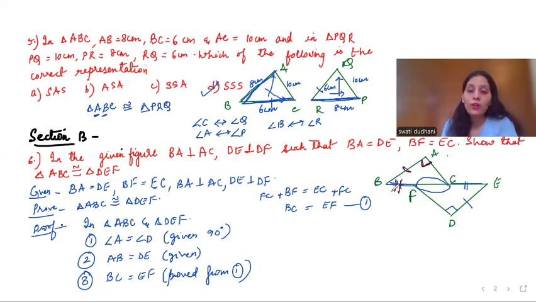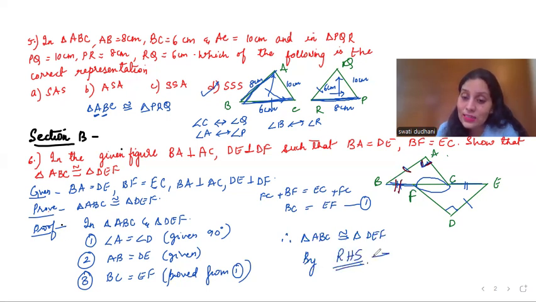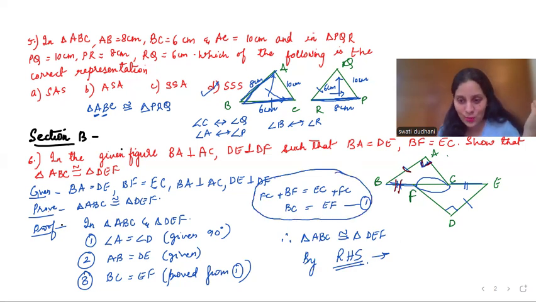So what criteria are we using here? Therefore triangle ABC is congruent to triangle DEF by, this is right angle, AB is a side and BC is the hypotenuse. Hypotenuse is the side opposite to 90 degrees. So this is by RHS criteria. This carries 1 mark, the criteria. So you should mention the criteria. I hope this concept is clear because this will be used in further questions also.